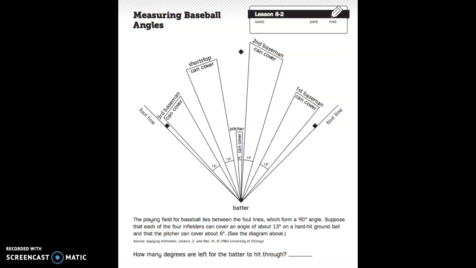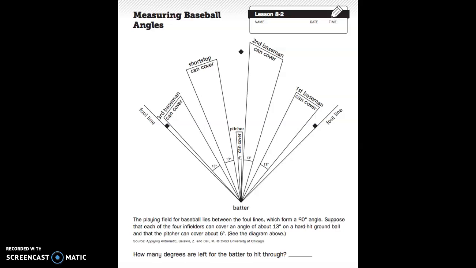Hi everyone. Today we are going to continue thinking about how to find the measurement of unknown angles. We're going to look at this problem here, measuring baseball angles. The problem says that the playing field for baseball lies between foul lines, which form a 90-degree angle.